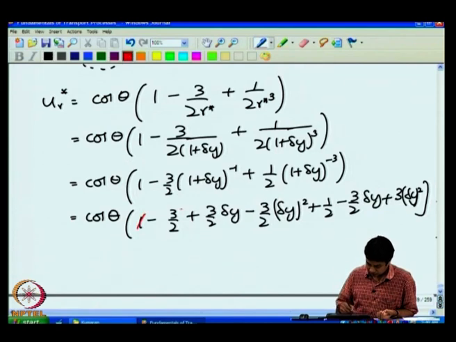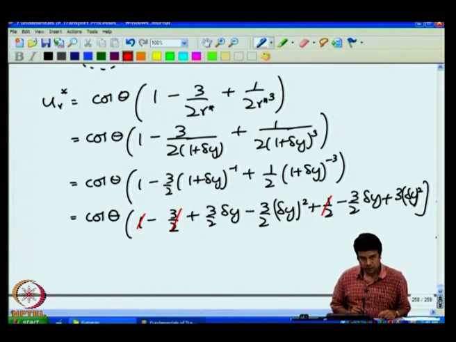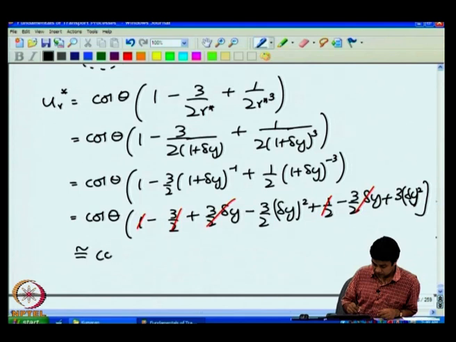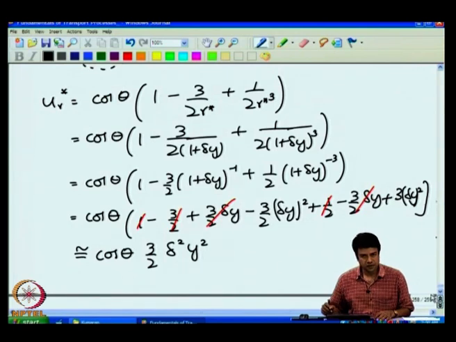I have 1 minus 3 by 2 plus 1 by 2, those cancel out. Okay. The terms proportional to delta also cancel out. I have 3 by 2 delta y minus 3 by 2 delta y, and the first correction that I get is of order delta y the whole square. Okay. So, this in this limit is approximately equal to cos theta times 3 by 2 delta square y square. Okay. So, the radial velocity goes as delta square times y square very near the surface.